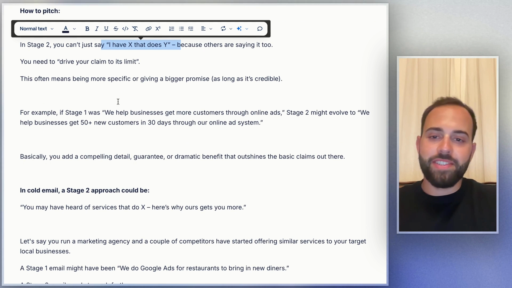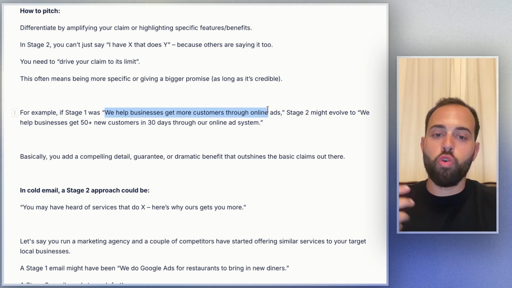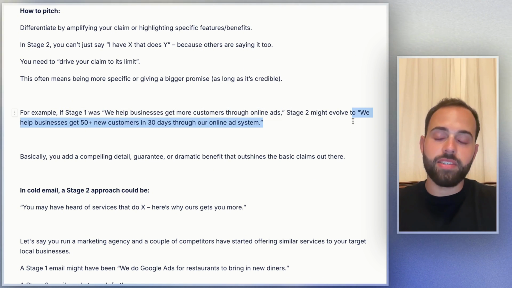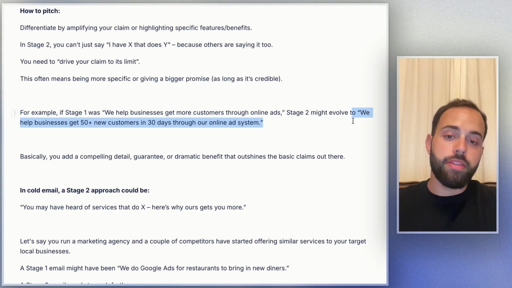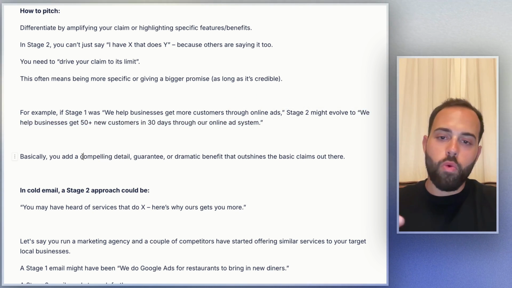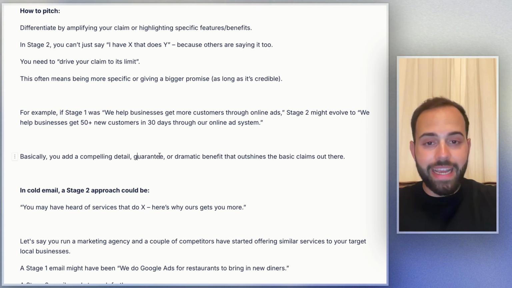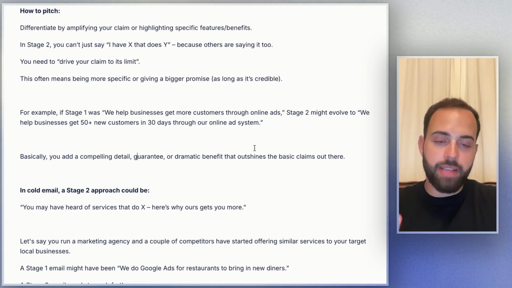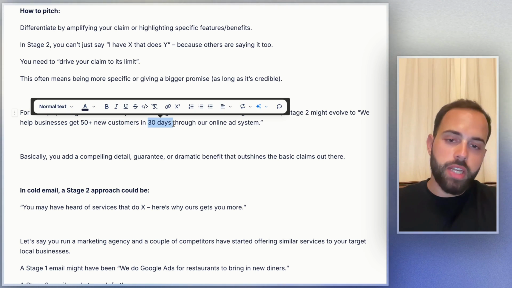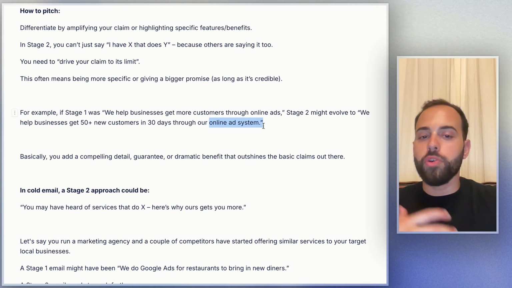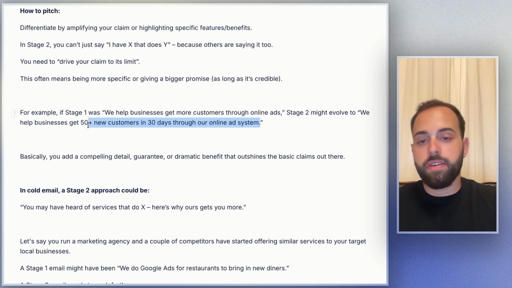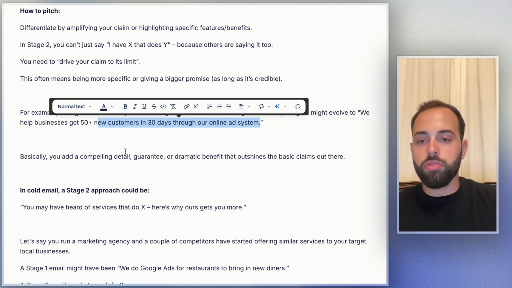So for example, if stage one was we help businesses get more customers through online ads, stage two could be we help businesses get 50 plus new customers in 30 days through our online ad system. So basically what we're doing here, we're adding a compelling detail. We could even add a guarantee or a dramatic benefit, basically. So 50 plus new customers is a quantifiable end result. In 30 days, we're adding a time frame, and we have our unique online ad system. If you wanted to add a guarantee here, then you could say that if you don't get 50 plus new customers in 30 days, then we'll give you a full refund.